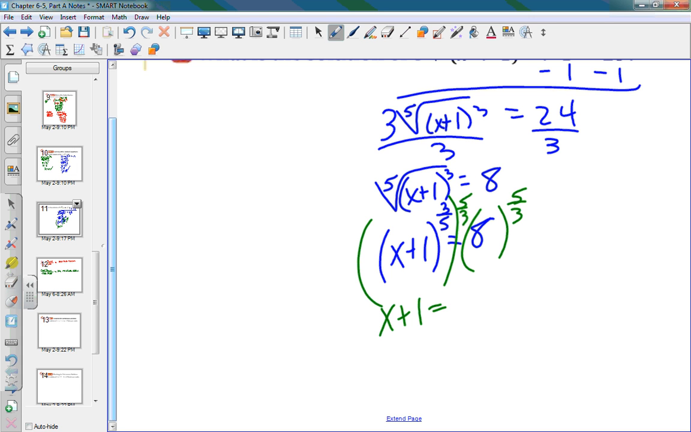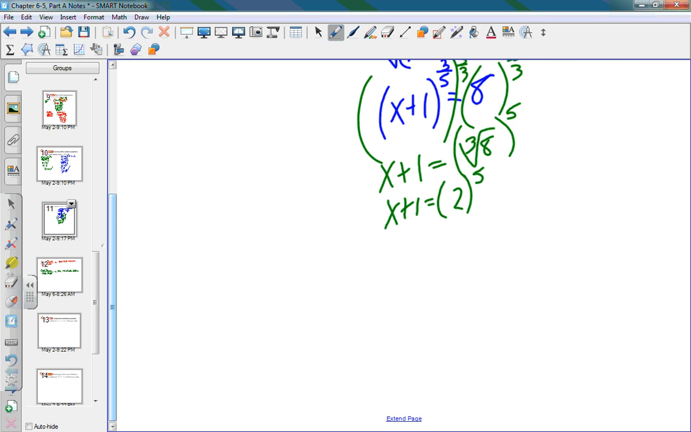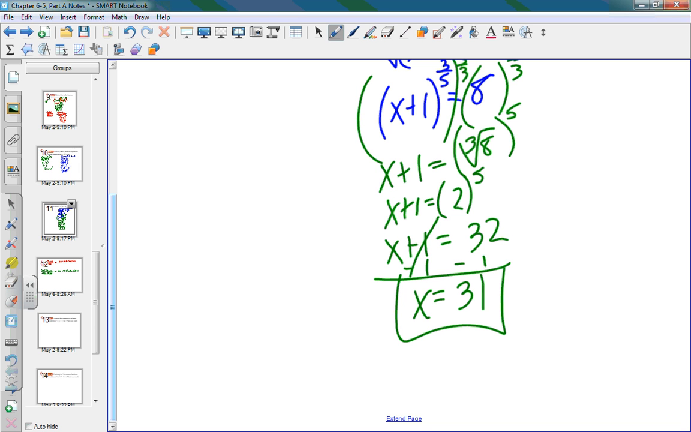Cube root. So what is the cube root of 8? And what is 2 to the 5th power? 32. And what do I do? Subtract 1. Subtract. Now what do you do to check it?